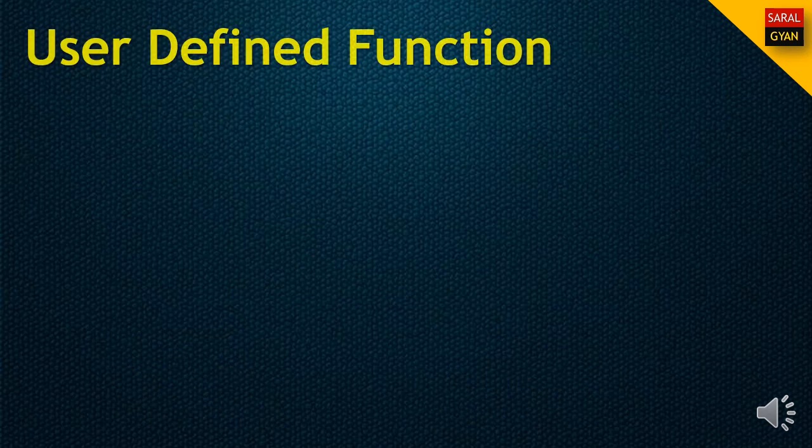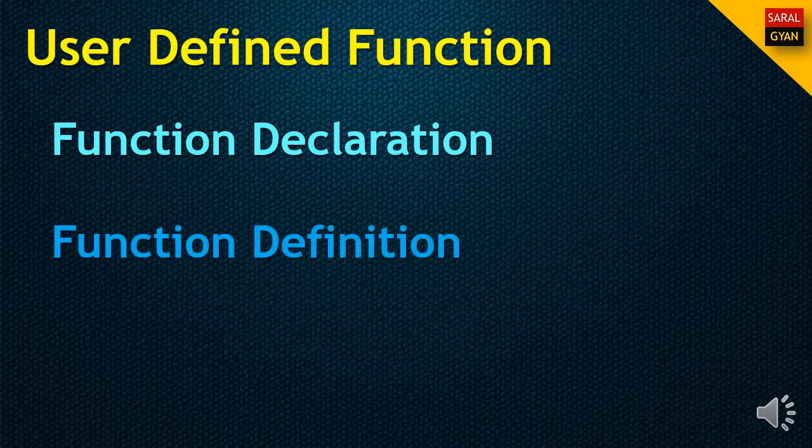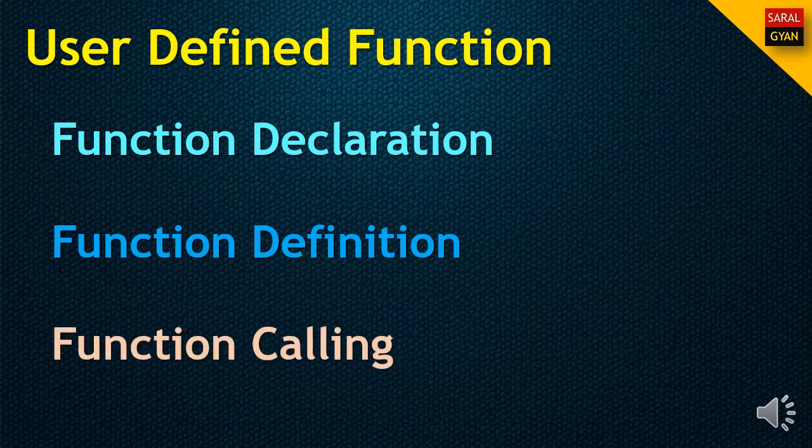When we design a user defined function, broadly it undergoes three major steps. One is function declaration, which is done before the main function. Second is function definition, which in layman's terms is where the functionality of the function exists, meaning the action to be done by that function. That particular segment is known as the function definition. And the last one is function calling.